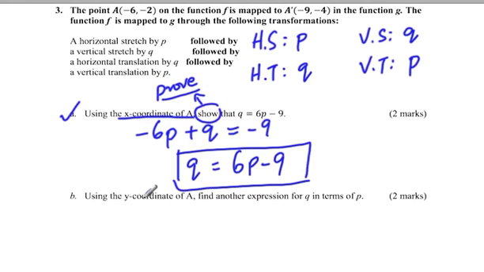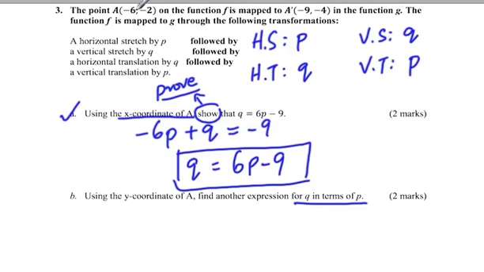Now with B, using the y-coordinate of A, find another expression for Q in terms of P. First of all, what does this mean? When they say find Q in terms of P, basically Q has to equal something and there has to be a P involved somewhere. So whenever they say something in terms of something else, start with Q equals something in terms of P and then just go from there. Okay, so anyways, let's solve this.